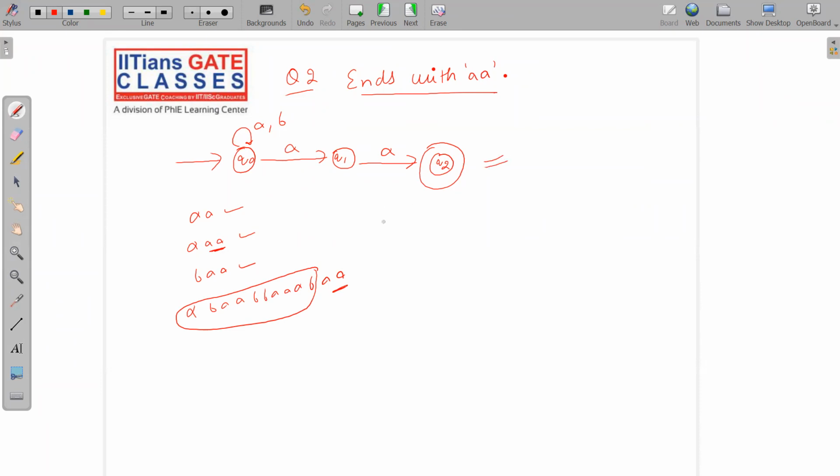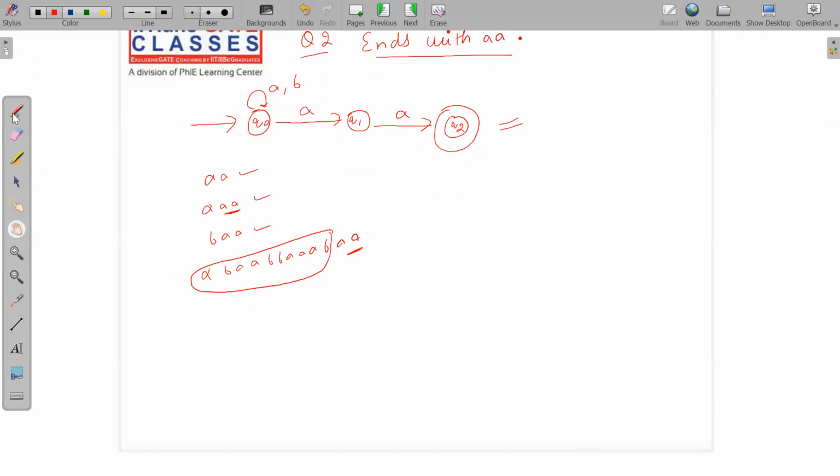Now let's convert it into a DFA. Again, this is a very simple case. Just think about it and you will get your answer. Let me put it this way. Let me make it again, or you can say let me take a different color for you. It will become more beautiful.